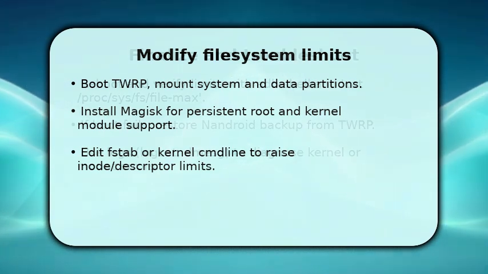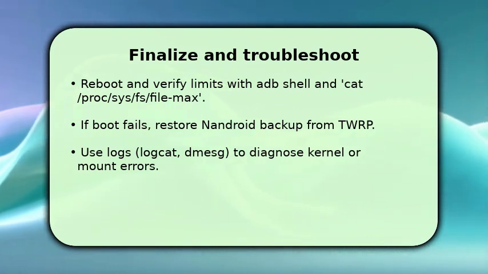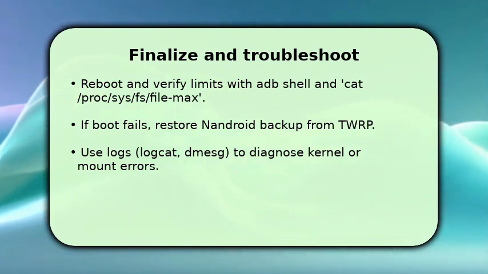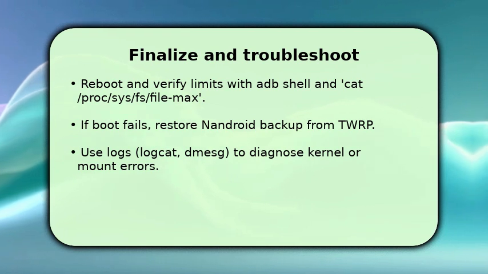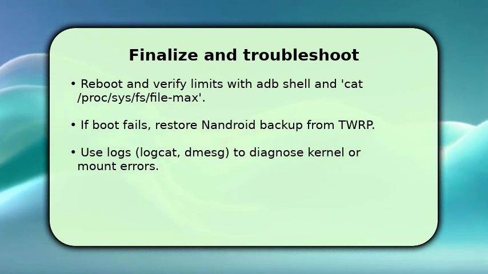Use an ADB shell to inspect /proc and file system mounts, checking file-max, inode counts, and file descriptor limits to confirm increases. If the device fails to boot, immediately restore the Nandroid backup from TWRP to return to a working state.